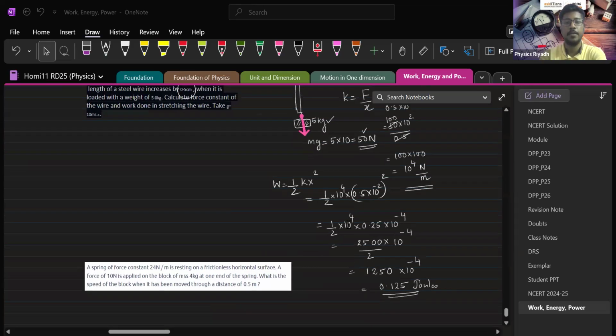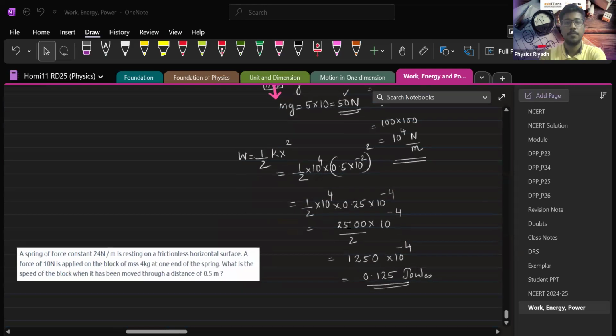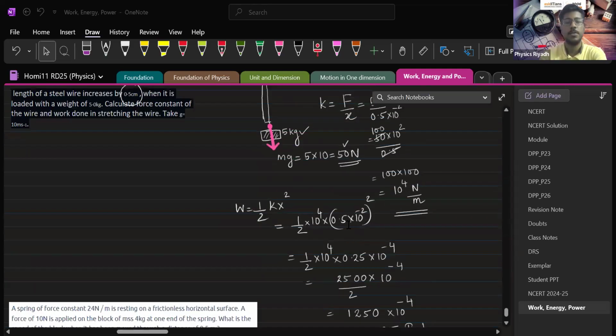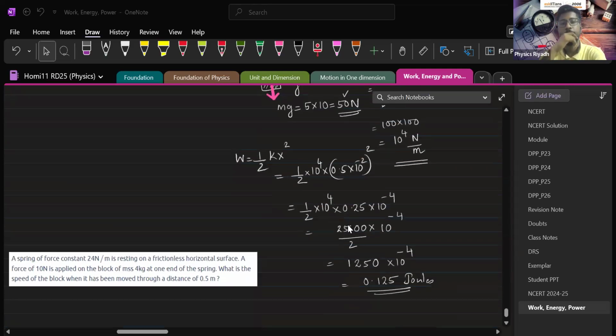So those who have completed can try this question. A spring of force constant 24 Newton per meter is resting on a frictionless horizontal surface. A force of 10 Newton is applied on the block of mass 4 kilogram at one end of the spring. What is the speed of the block when it has been moved through a distance of 0.5 meter?